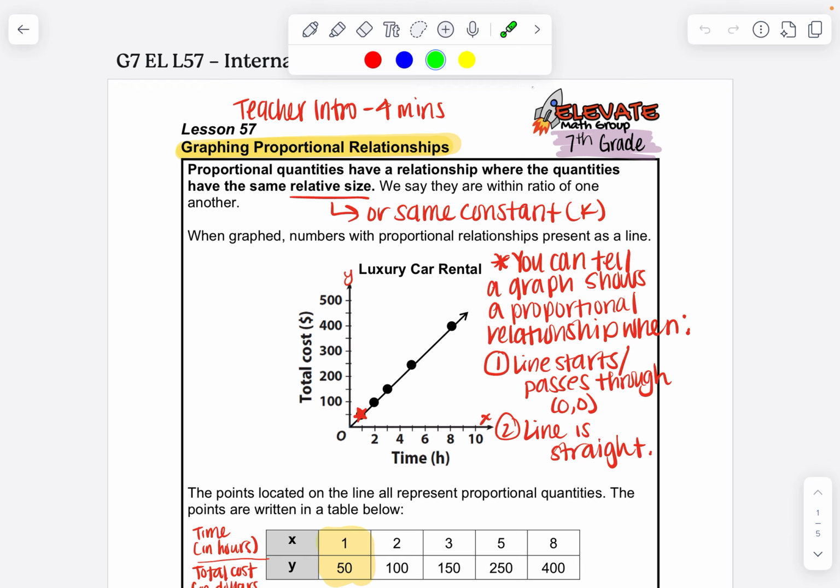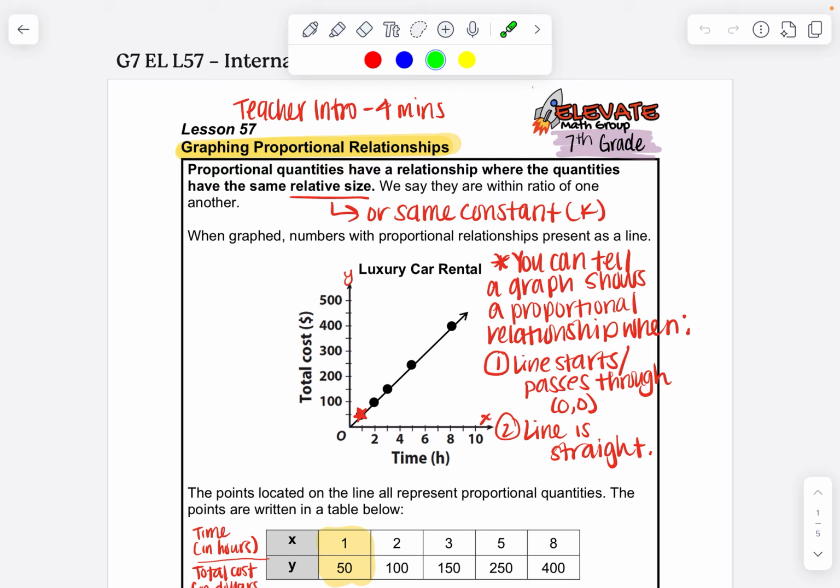Yesterday we learned about ratio tables, finding patterns of missing values within ratio tables. Now we're going to apply that learning to graphing proportional relationships. Proportional quantities have a relationship where the quantities have the same relative size. We say they are in a ratio of one another, right? And relative size, we are talking about constants. So there is a constant distance between each of the values, right?